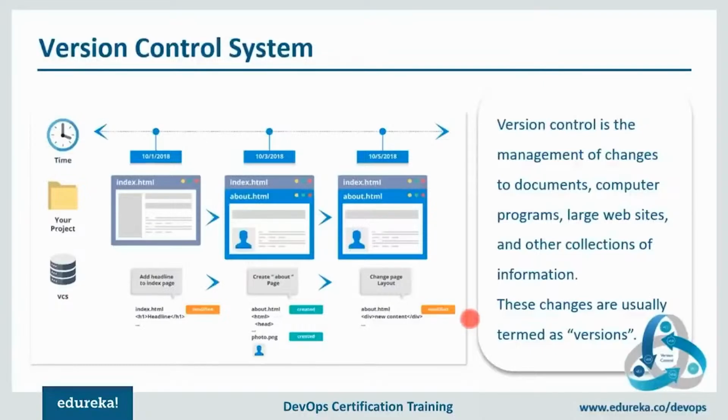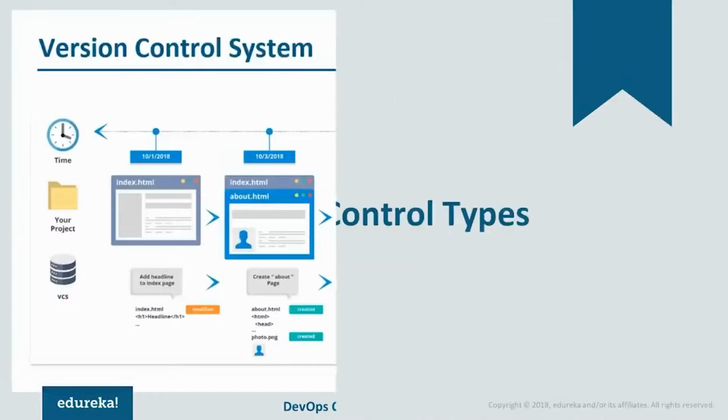So guys, this was basically how a version control system stores different versions. So I hope that you've understood what are versions and what is version control system.